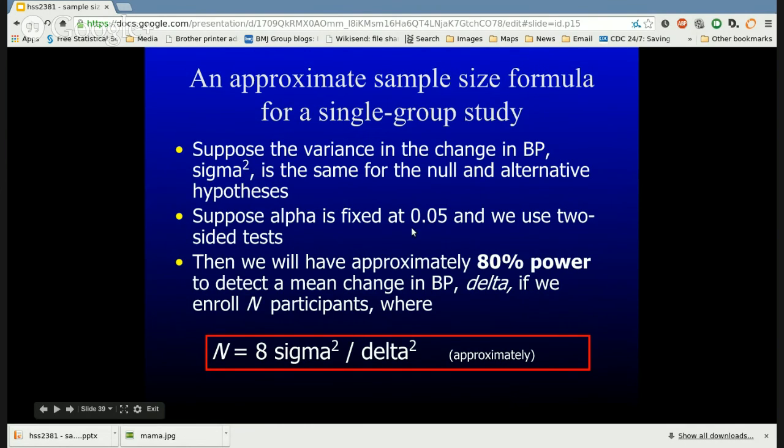But assuming that my alpha is at 0.05 and my power is 80%, power is 1 minus beta, so beta here is 0.2, then this formula works only in these situations. And only if I'm doing a one sample study. In other words, I've got one group of people and I'm looking for a particular difference in their blood pressure change. So let's go through an example.